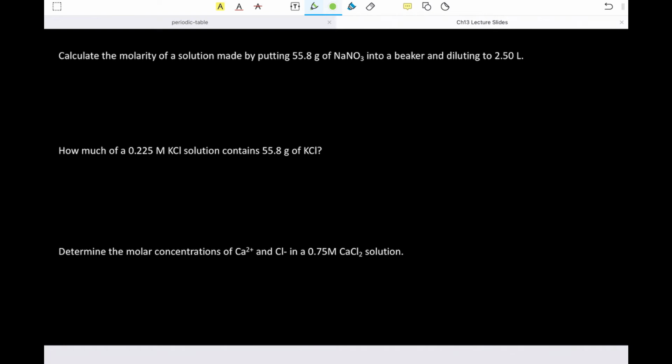So it says, calculate the molarity of a solution, right? So if I want to find the molarity, that means I need to get moles per liter, right?